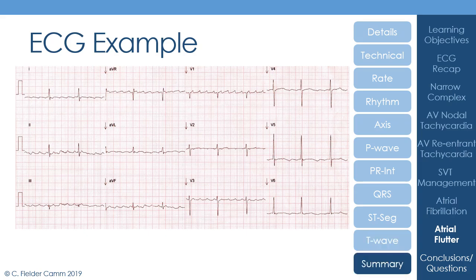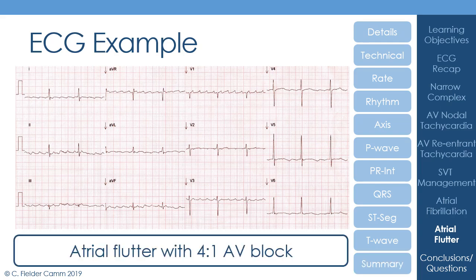So in summary, this is a patient with atrial flutter, and you can tell that because they've got this sawtooth wave that is, they're each about 1 large square apart, so you've got these sawtooth waves occurring 300 times a minute, and you've got a heart rate that's a divisor or factor of 300. And so this all fits together to say that you've got atrial flutter with 4:1 AV block.